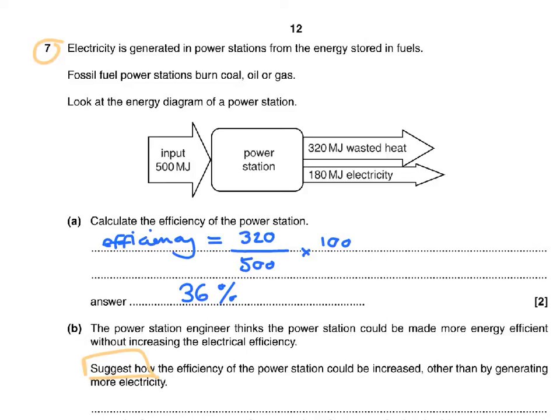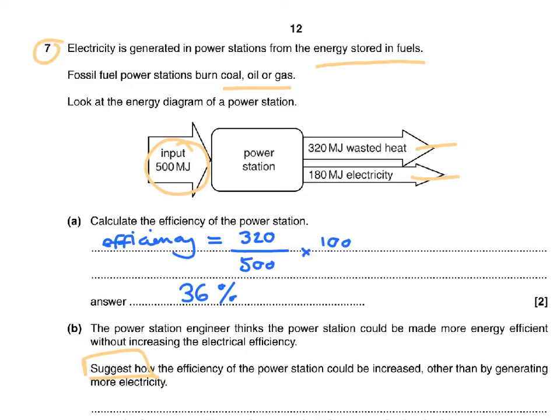Electricity is generated in power stations from the energy stored in fuels. Fossil fuel power stations burn coal, oil or gas. Look at the energy diagram of a power station. So this question gives us a simple kind of Sankey or energy diagram that shows us what the input energy is, and it shows us what the energy wasted as heat is and how much useful energy we're getting out as electricity. And that was the mistake that I did. I just did it too quickly and didn't read the question properly.